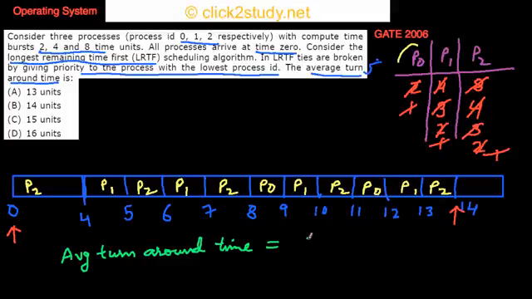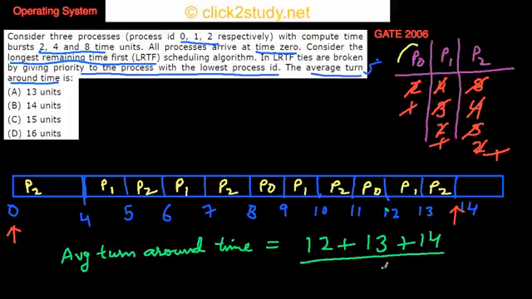P0 completes at 12, so the turnaround time for P0 is 12 minus 0, that is 12, and P1 completes at 13, so the turnaround time for P1 is 13 minus 0, 13, and the turnaround time for P2 is 14 minus 0, 14. When you divide this by 3, you get the average turnaround time. So 12 plus 13 is 25, plus 14 is 39, and 39 divided by 3 is 13, which means option A is the correct option.